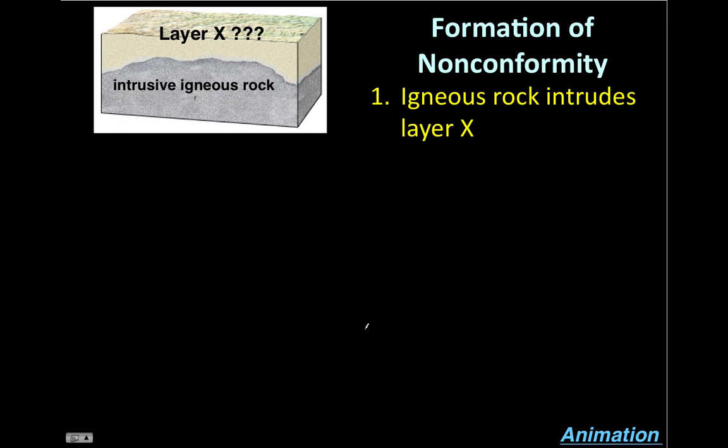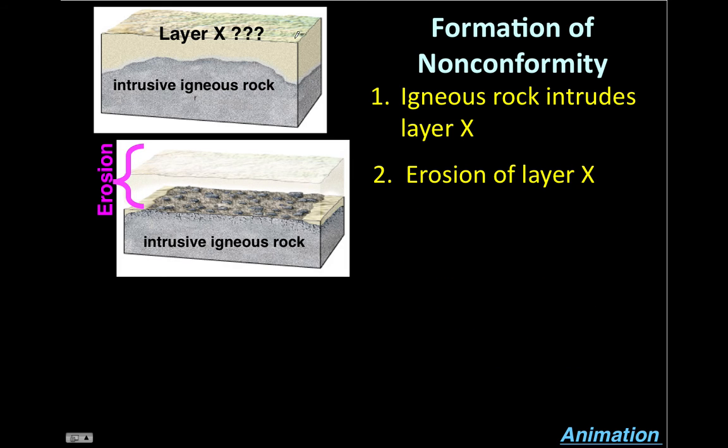Now, in class we're going to go through an exercise practicing how to draw a nonconformity, but I'll show you a couple of images and an animation of how this type of unconformity forms. Initially we have an intrusive igneous rock, or likewise this could be a metamorphic rock, that basically intrudes some layer. And we're just going to call it layer X, because the layer is going to, in the very next step, completely erode away. So whatever this intrusive igneous rock formed underneath, or whatever this metamorphic rock formed underneath, the layers above have been eroded away.